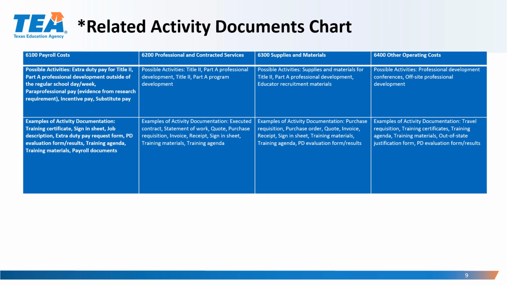This chart shows examples of some possible Title II Part A activities by class object code and their corresponding activity-related documents. For example, if the activity falls under object code 6100 for payroll costs, such as extra duty pay for Title II Part A professional development outside of the regular school day, we expect to see a related training certificate or extra duty pay request form or other documents related to the Title II Part A professional development that staff received.